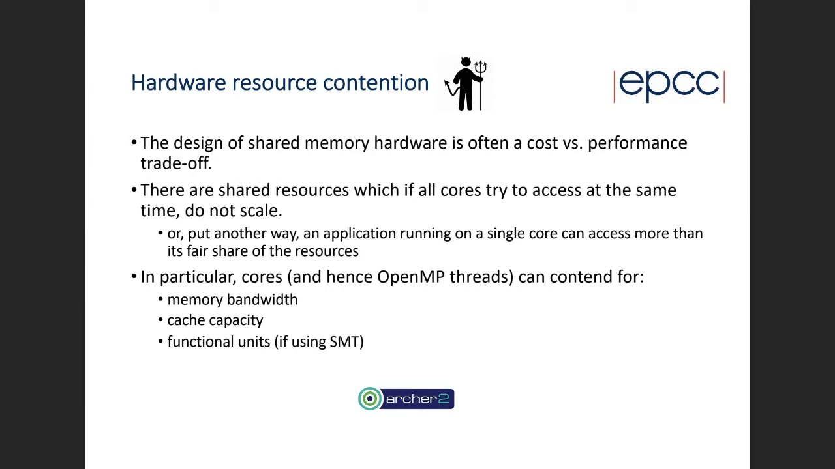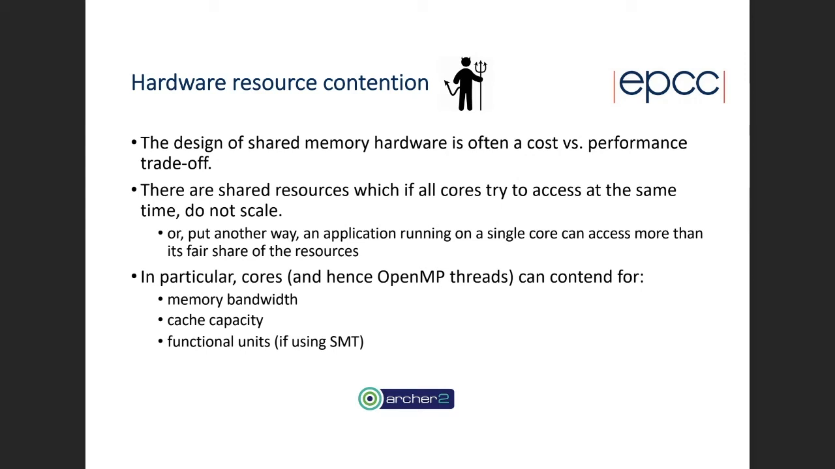Last of the 6 is hardware resource contention. The problem here is that the design of hardware is a compromise. There are shared resources which all cores try to access at the same time, and they don't scale. Think of it the other way around: an application running on a single core can access more than its fair share of the resources, and you might think that's actually a good design decision, in the sense that these are general purpose processors.